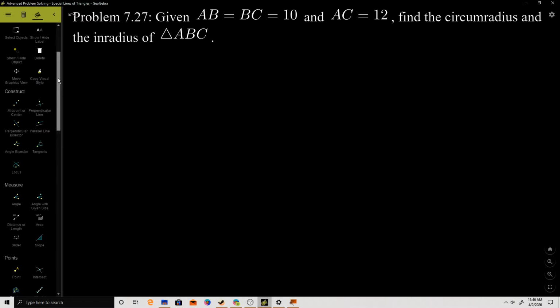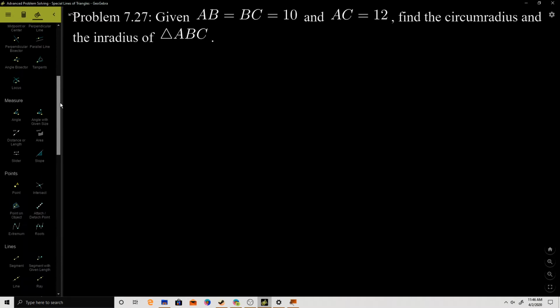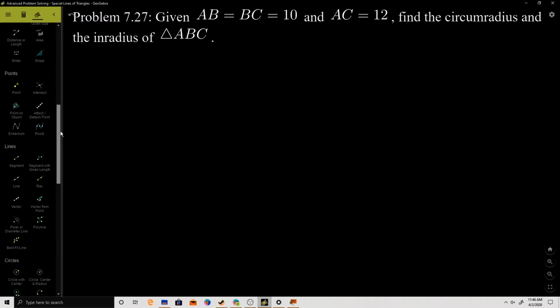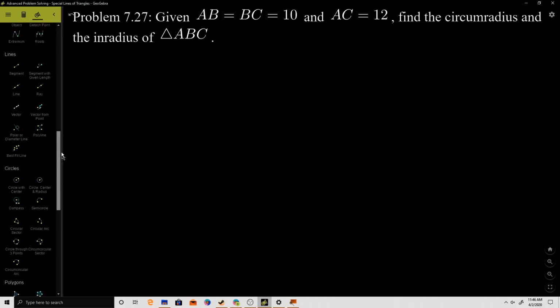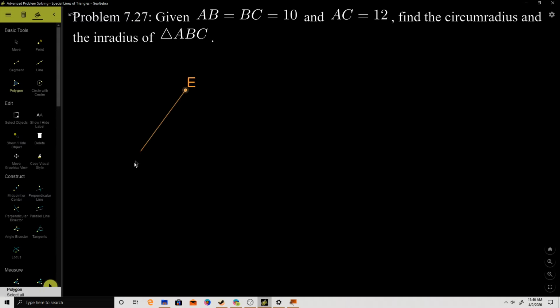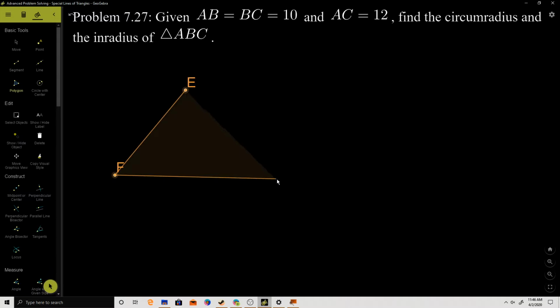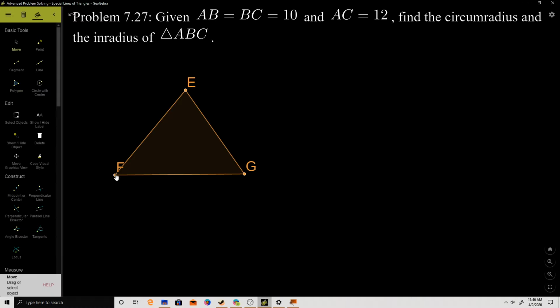I think what we can do is, we're just gonna make a polygon, and we are not going to call that EFG. We're going to call that A, B, and C.